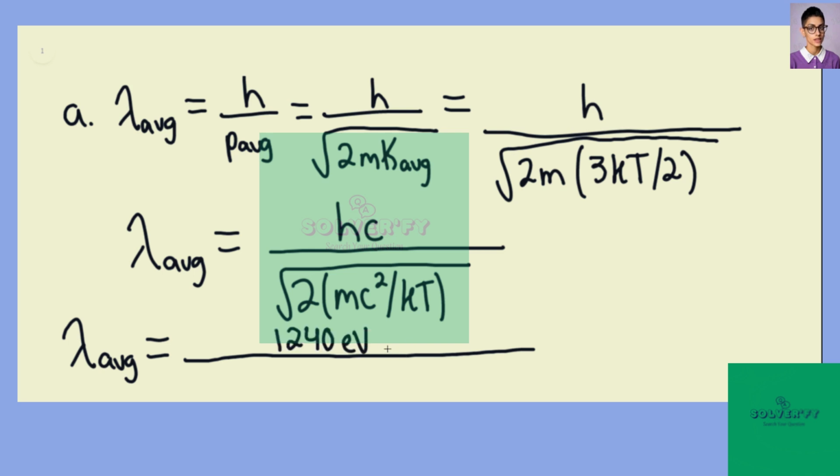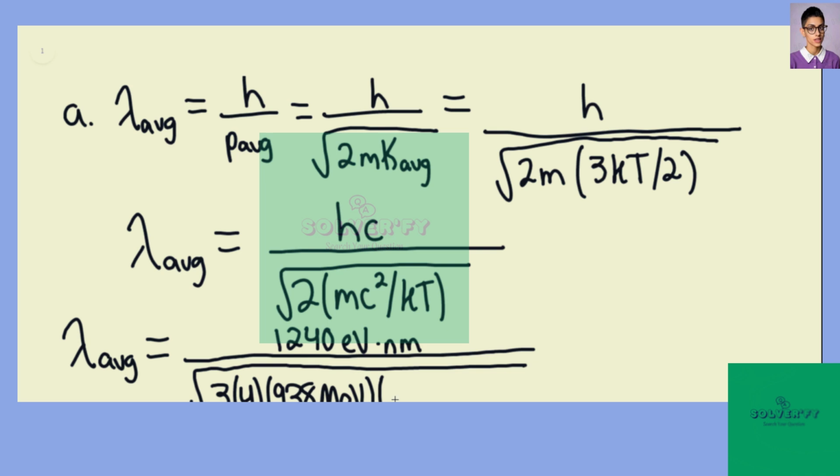1,240 electron volt nanometers, and then this would be multiplied by the square root of 3 times 4 times 938 mega electron volts, and then this would be divided, my apologies, by 8.62 times 10 to the negative 5th electron volts per Kelvin, and then multiplied by 300 Kelvin.